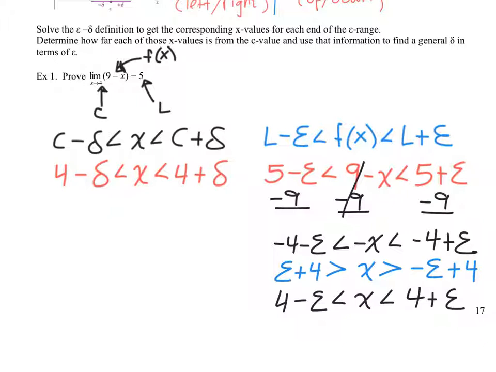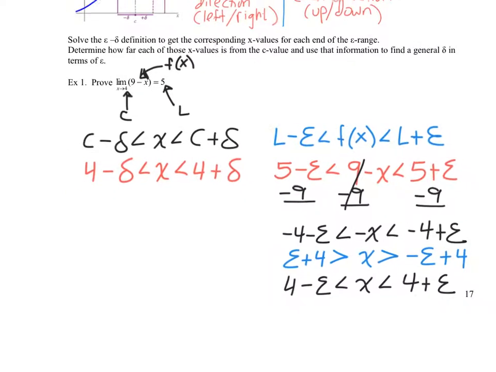Because x is bounded between 4 minus delta and 4 plus delta, but it's also bounded between 4 minus epsilon and 4 plus epsilon. In order for the limit to exist, the lower bounds need to have some relationship and the upper bounds need to have some relationship. And again, some relationship, not a particular relationship. We're not looking for anything definite. We're looking for something that exists as a relationship between epsilon and delta. It does not matter what that relationship is as long as it does in fact exist.